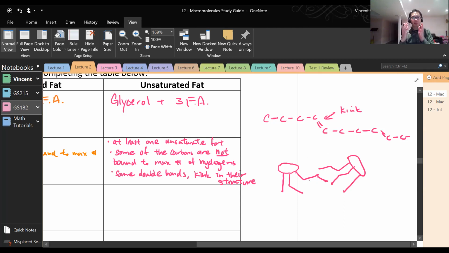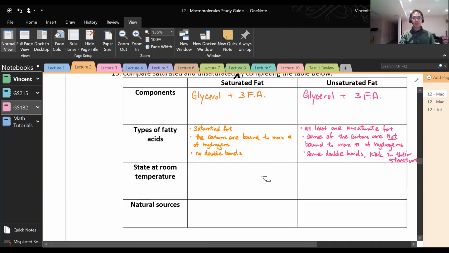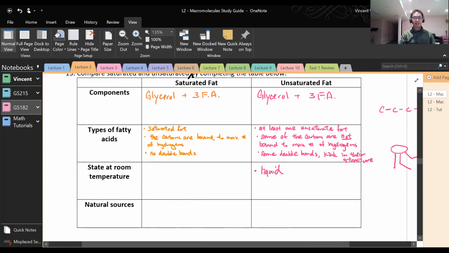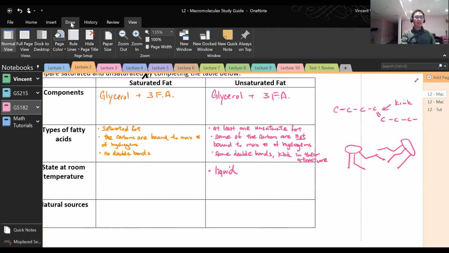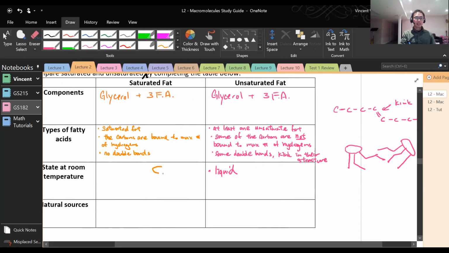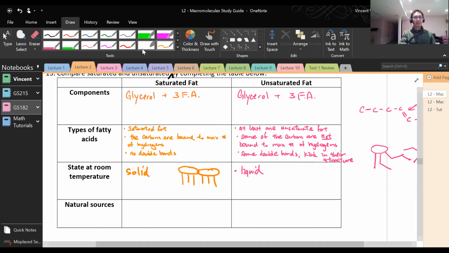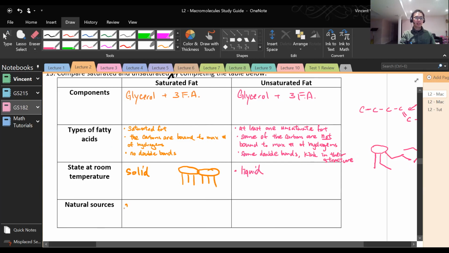The molecules are not able to come together easily. For that reason, at room temperature, they tend to be liquid, because they do not pack together easily, due to the kinks. But if it's a saturated one, then the tails are straight, so the molecules can come very close together without getting in each other's way. So they pack easily, causing them to be solid at room temperature. Most of the saturated fats are derived from animals. Not always, there are some exceptions.